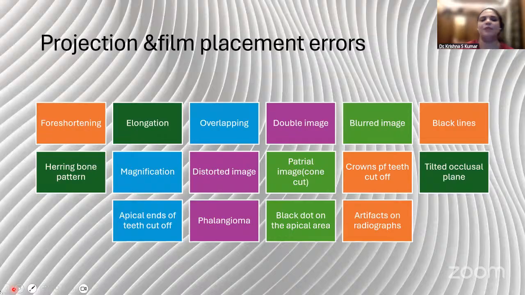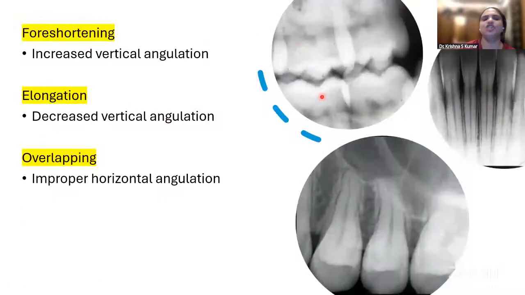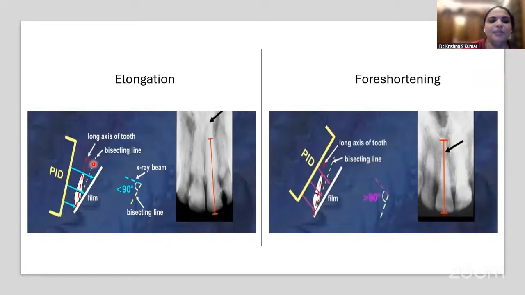The projection and placement errors include foreshortening when there is increased vertical angulation. Elongation occurs when there is decreased vertical angulation, and overlapping when there is improper horizontal angulation. When the angle between the X-ray beam and the bisecting line is more than 90 degrees, that becomes foreshortening. When it is short, it will become elongated.